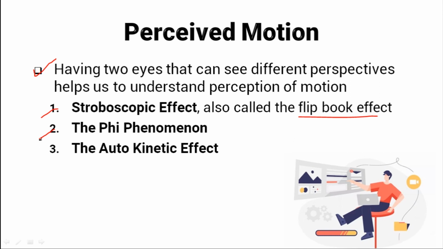The stroboscopic effect and the phi phenomenon are just two examples that highlight how our binocular cues enable us to experience artificial motion. Our brain's ability to combine the different perspectives from our two eyes allows us to perceive motion and enjoy the dynamic nature of the visual world around us.